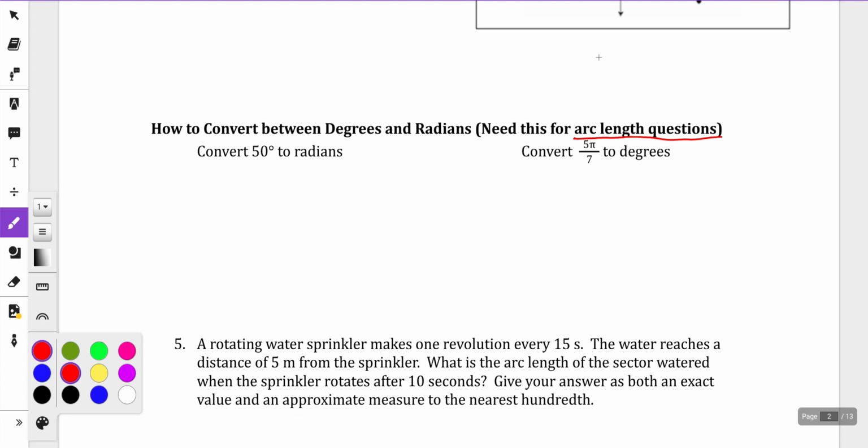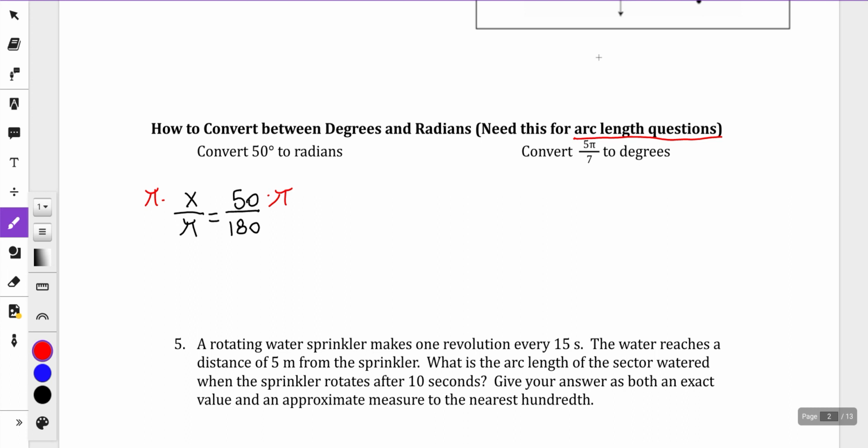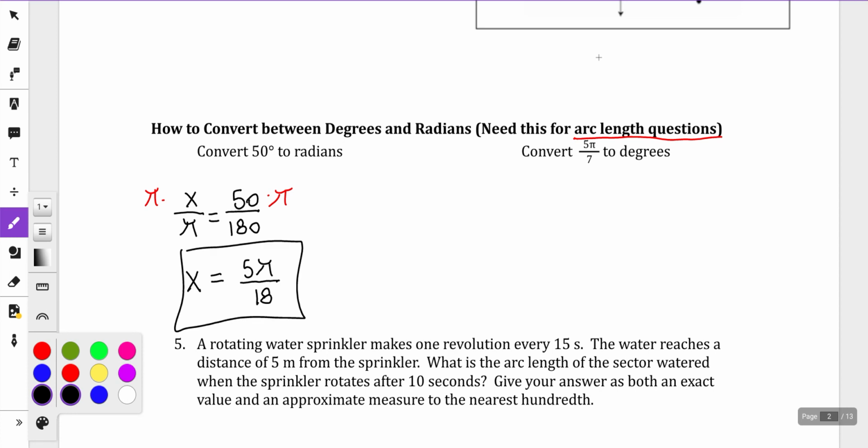Converting, we just did it, so all you're going to do is remember that pi equals 180, and you're going to make equivalent fractions out of that. So I want radians, I put x on top of radians. I know my degrees is 50. I have equivalent fractions here. I multiply my pi to the other side. I have x equals 50 pi over 180. 50 over 180 can simplify to be 5 over 18. If you put 50 over 180, you're not wrong. It just can reduce, right? Always try to reduce your fractions.